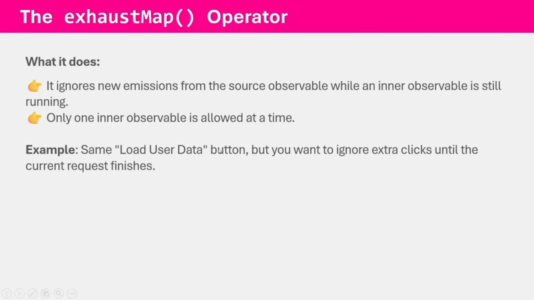Now, if we take the same example of load user data, if you're using exhaustMap to handle that, in that case, even if you click the load user data 5 times, unless and until the first click has been processed, the exhaustMap is going to ignore other clicks. Once the first click has been processed and finished, then after that, when the load user data is clicked again, it will process the request. But as long as the request has been sent and the response has not yet been received, if this load user data button is clicked multiple times in between, that will simply be ignored by the exhaustMap.